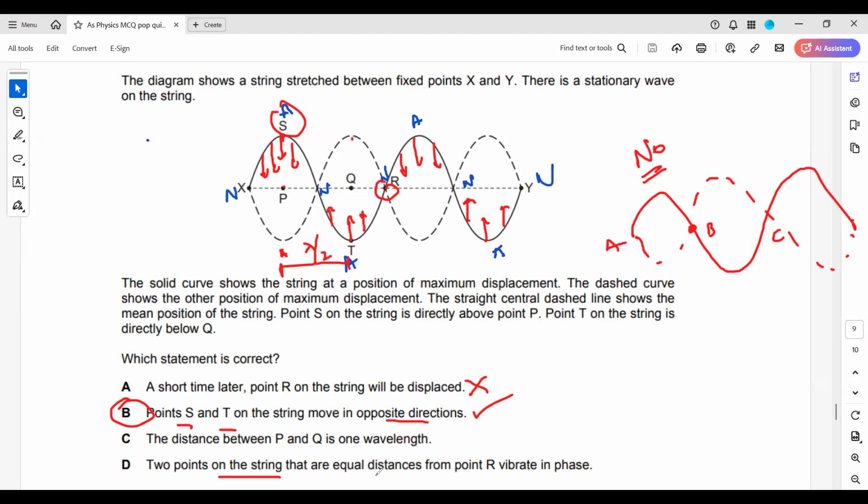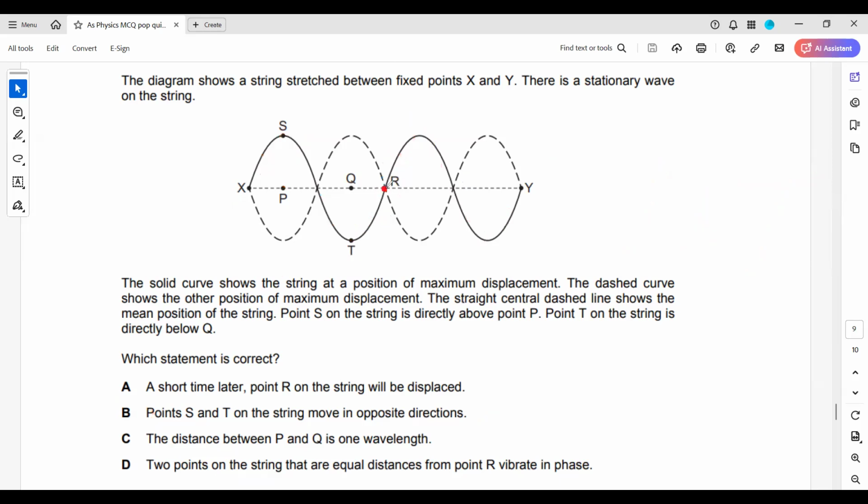D: two points on the string at equal distance from point R vibrate in phase. Take two points at equal distance, for example one point 1 centimeter above and another 1 centimeter below. Are they moving in the same direction? No, they are not. They are moving in opposite directions. So the particles on opposite sides of a node are moving 180 degrees out of phase. If this group of particles is going down, this group of particles will go up, and vice versa. That's why D is also incorrect. So B is the right answer for this.